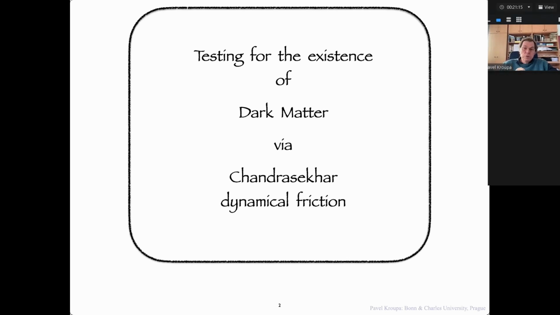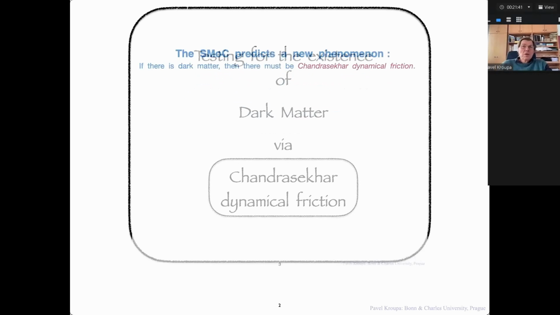It's split into two parts. The one is to test for the existence of dark matter in a very robust way. And then the second part is to apply that to understand what the implications are. So one can test for the existence of dark matter very simply using Chandrasekhar dynamical friction, simply meaning from a conceptual point of view. Of course, from the data point of view, it is not so trivial.